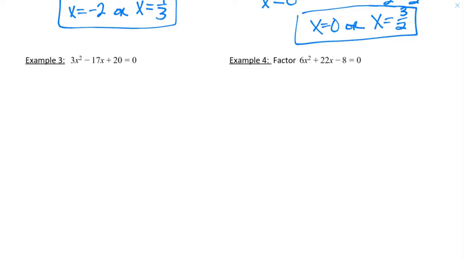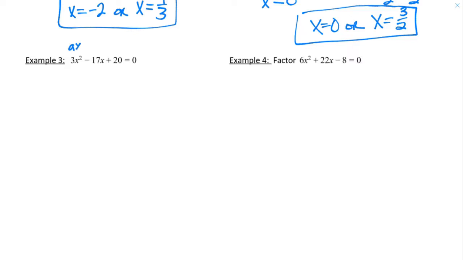So the first one, example 3, we see we have a trinomial here, 3x squared minus 17x plus 20 equals 0. So what we need to do now is we need to use the process of factoring that we have just learned about. So with this, we want to look for a greatest common factor if there is one. 3, 17, and 20 do not share any factors other than 1. So we don't have a GCF to factor out. So the next thing that we're going to do is we're going to go ahead and start our factoring process.